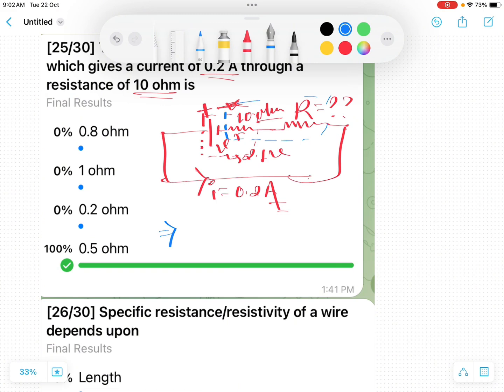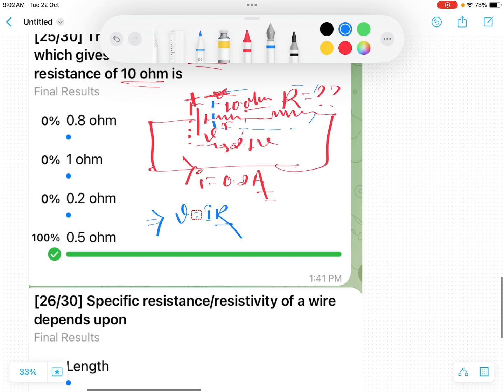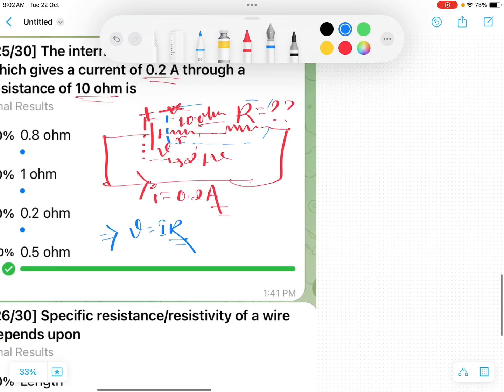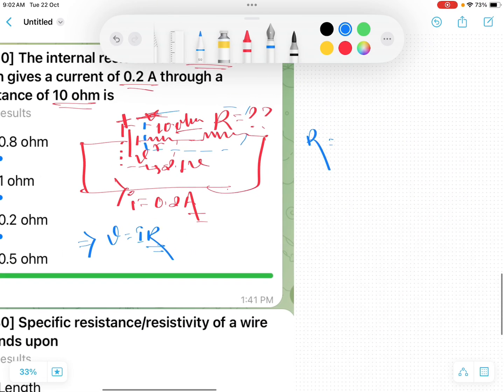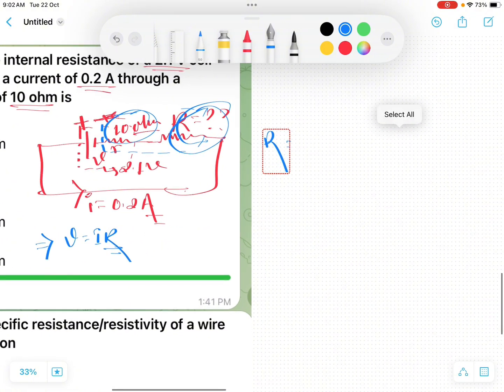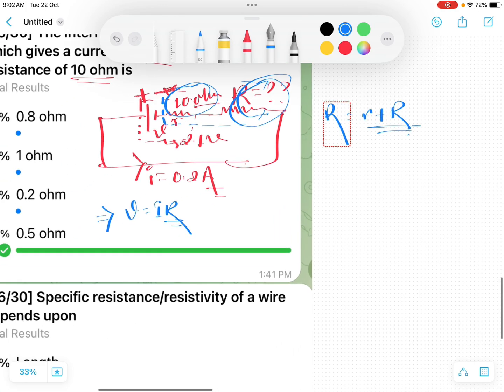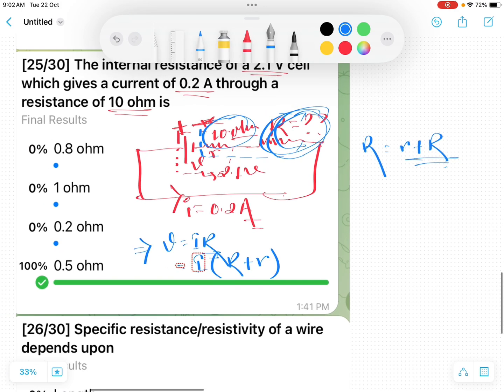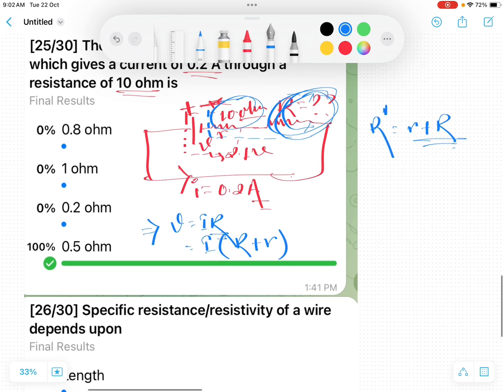What does Ohm's law state? Ohm's law: V equals IR. So what is the R? R is the equivalent of both resistances, the external resistance plus the internal resistance. So we can write V = I into (R plus r). I'm denoting capital R as the external resistance and small r as the internal resistance.